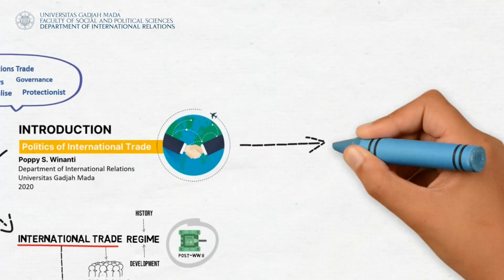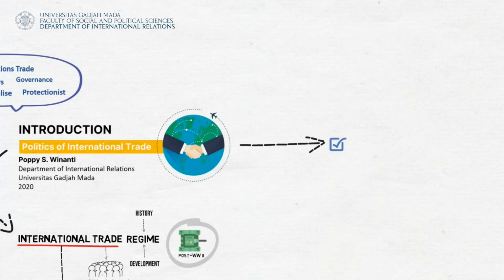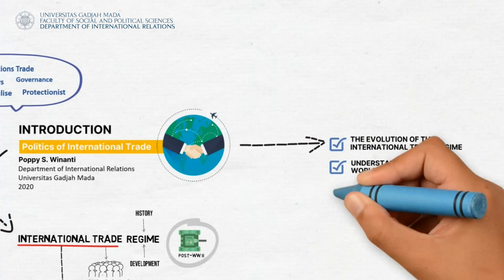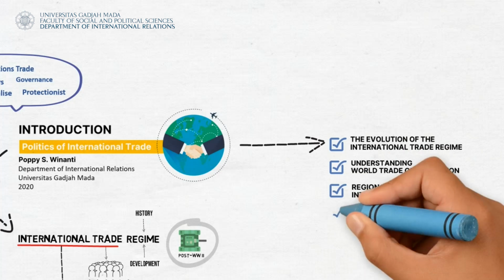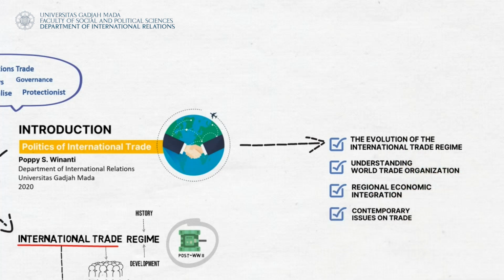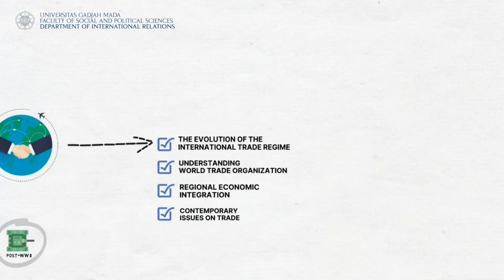This course will discuss further four main topics. The first one is about the evolution of the international trade regime. The second topic is about the WTO. The third topic is about the regional economic integration. And the last topic is about contemporary issues on trade.